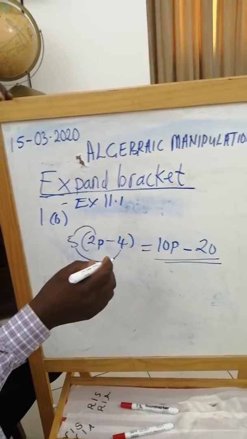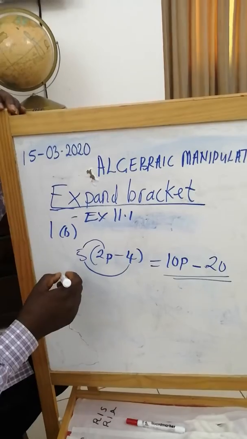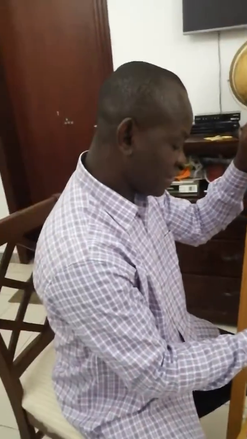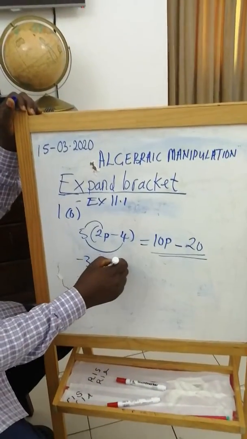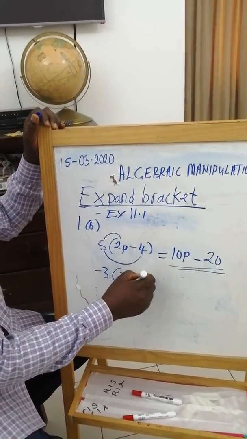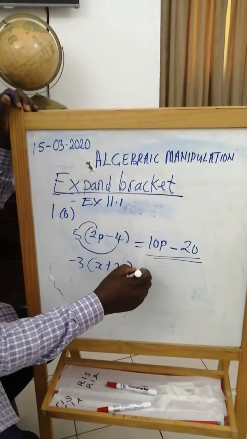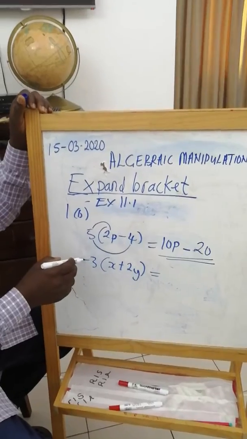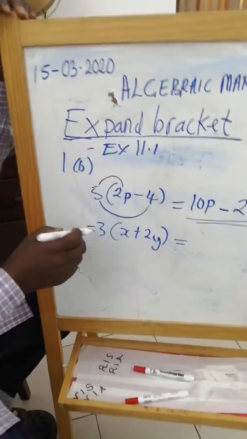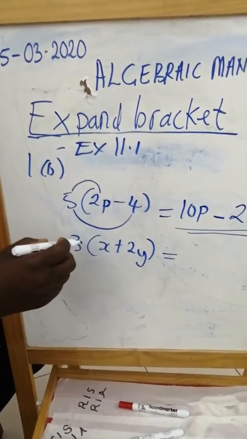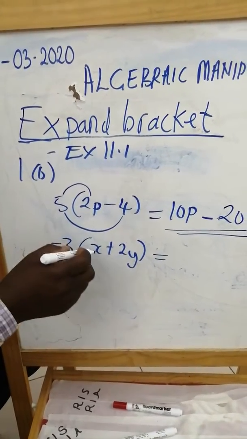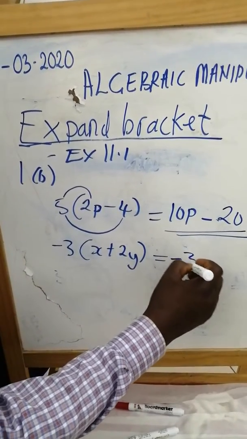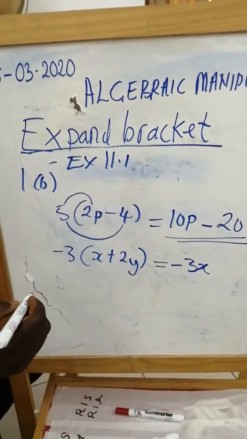Is that clear? And another example, what if I have a negative sign outside? Negative 3 bracket x plus 2y. How do I expand this bracket? Mind you, this is negative 3. This is not just 3, it is negative 3, it's not the positive sign. So you are multiplying negative 3 by x, and negative 3 multiplied by x will give me negative 3x. Okay?